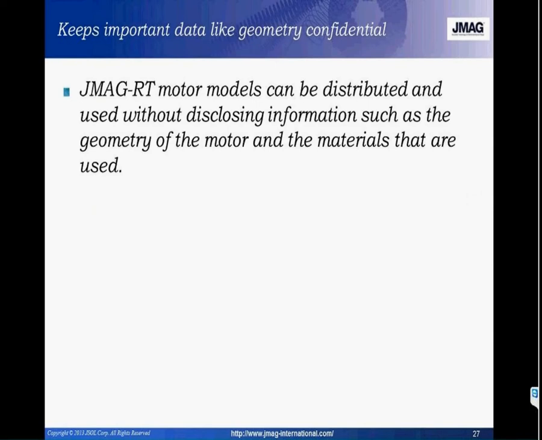JMAG RT motor models can be distributed and used without disclosing information such as the geometry of the motor and the materials that are used. So this is, again, a way that we keep important data like geometry confidential. Those RT motor blocks, you can send to people without having to worry that they're going to be able to deconstruct your machine and figure out how it was built.